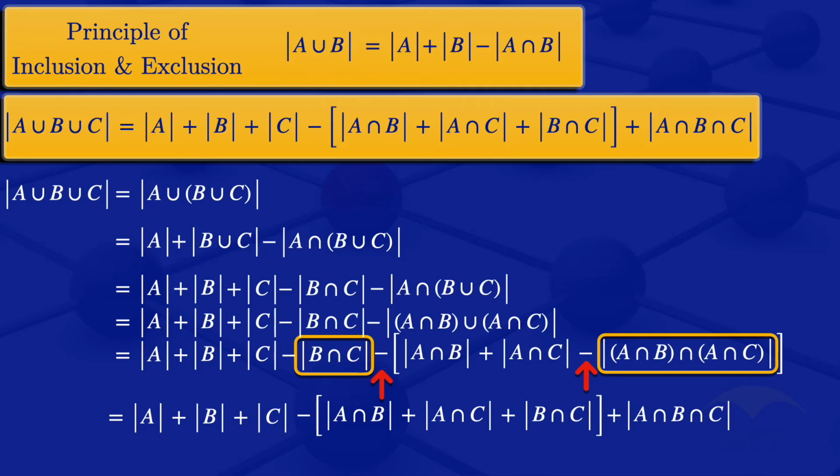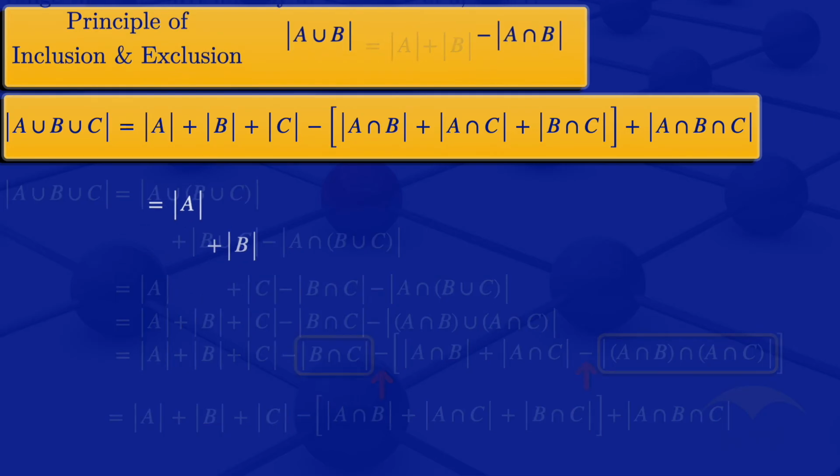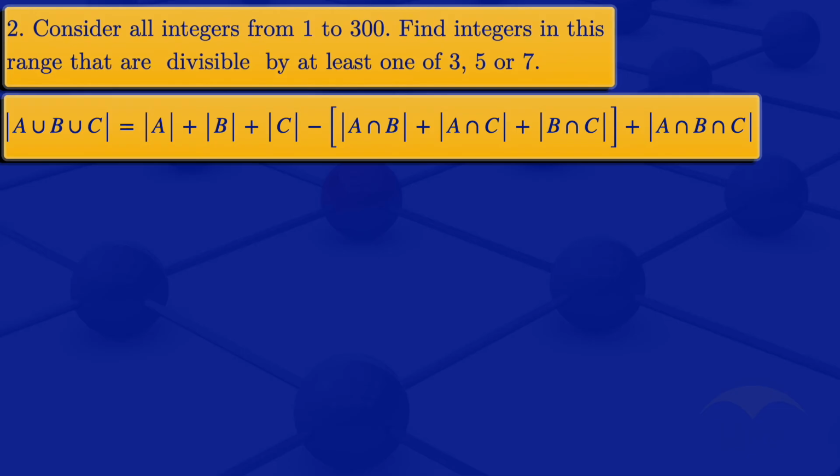So what we have now is we have shown that the cardinality of A union B union C is equal to the cardinality of A plus cardinality of B plus cardinality of C minus the cardinality of A intersection B plus cardinality of A intersection C plus cardinality of B intersection C, then plus cardinality of A intersection B intersection C, which is what we were required to show.